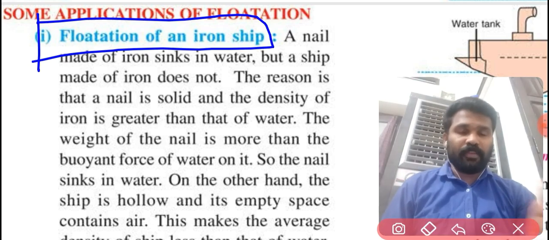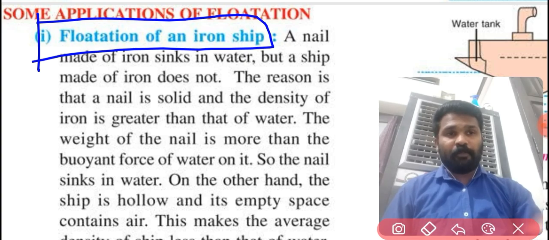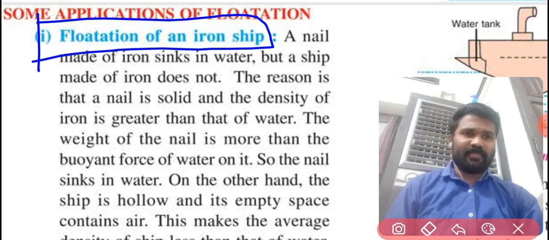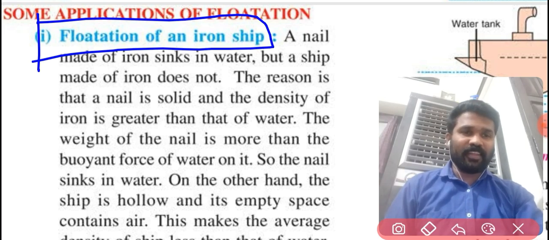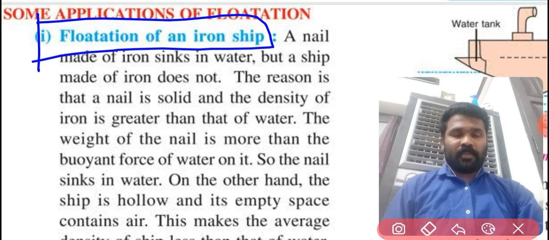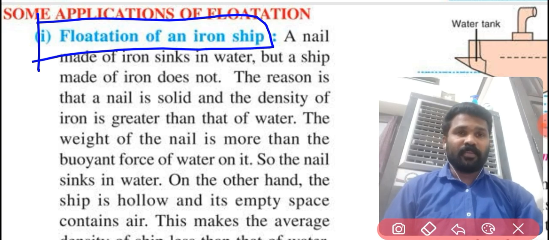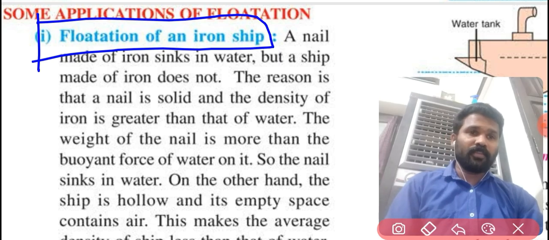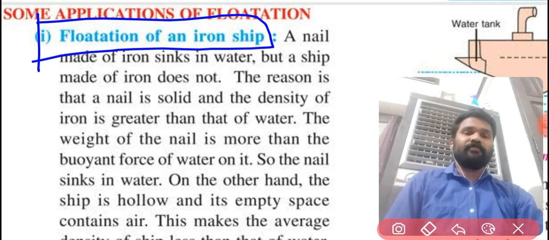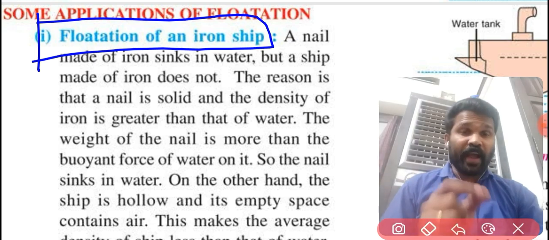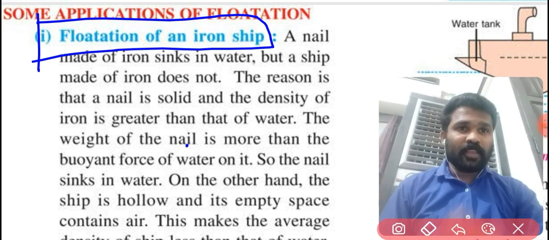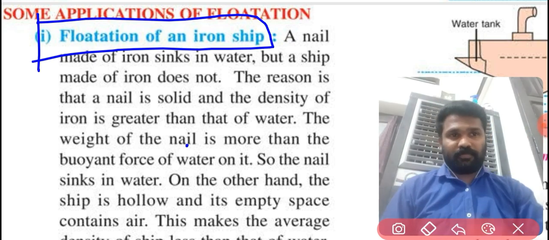A small nail, an alpin, if you keep it in water, what will happen to it? Of course, it will sink in water. But the ship, you see, is also made up of iron, clear? But it does not sink in water. Why? A nail made of iron sinks in water, but a ship made of iron does not. Why?